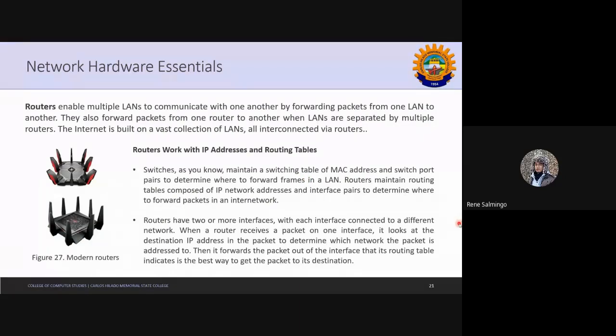Routing tables are composed of IP network address and interface pairs to determine where to forward packets in the internetwork. A router has two or more interfaces, with each interface connected to a different network. When a router receives a packet on one interface, it looks at the destination IP address in the packet to determine which network the packet is addressed to. Then it forwards the packet out of the interface that its routing table indicates is the best way to get the packet to its destination.